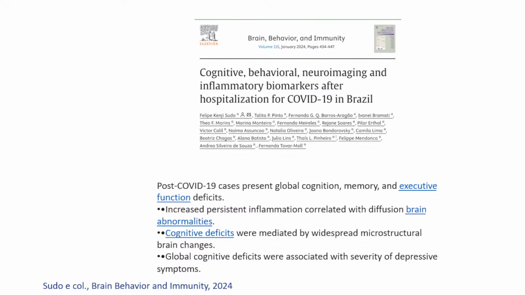Post-COVID cases present with deficits in global cognition, and mainly memory and executive deficits. The increased, persistent inflammation correlates with brain diffusion abnormalities and can also explain the cognitive deficits. It's also important that we tried to compare the elevation of cytokines or chemokines at baseline levels with the follow-up levels. It was a mess. Some patients increased, some patients decreased, so it's really difficult to explain in a single case. But when we did this group analysis with the causality model, that's what we saw, that I just showed you.